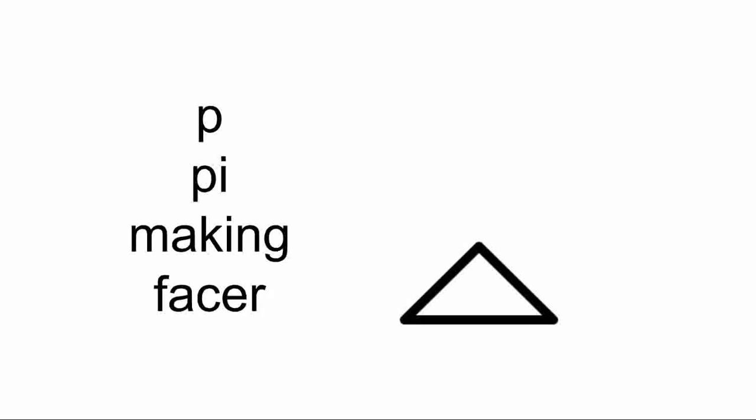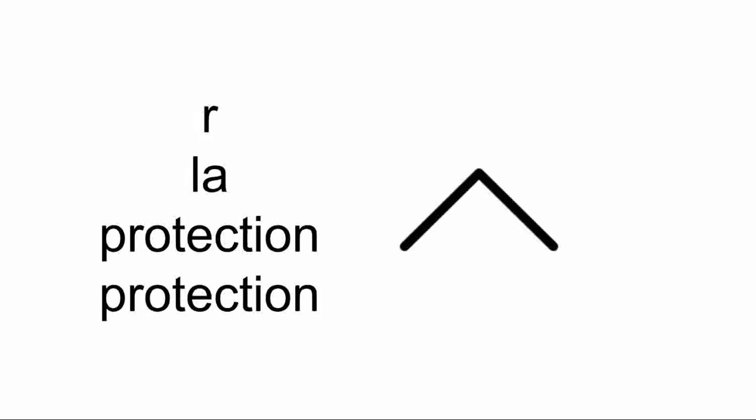Now, the right triangle with a 90-degree angle in it is represented by the letter P, pronounced P, and it means making. A dot is represented by the letter Q, pronounced Ku, and it means dot. R is pronounced La, and it means protection. Think of it as a roof protecting you from the rain.